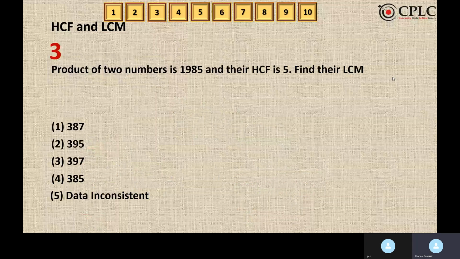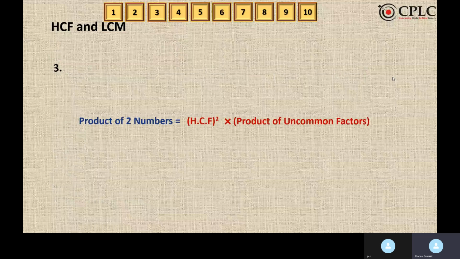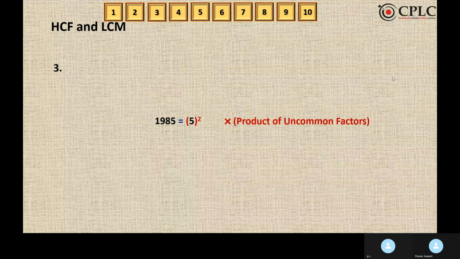Moving to the next question. Product of two numbers is 1985 and their HCF is 5. Find their LCM. Now there's a formula to solve such type of questions. So product of two numbers is equal to HCF square into product of uncommon factors. Now substitute the values in the formula. 5 square is 25 and 1985 divided by 25 we'll get, because I'll transfer this 25 to the left.